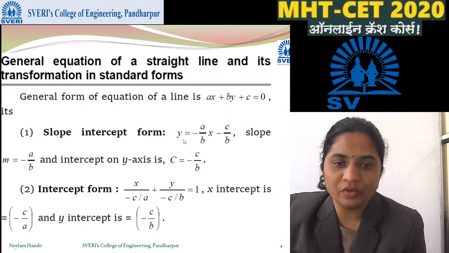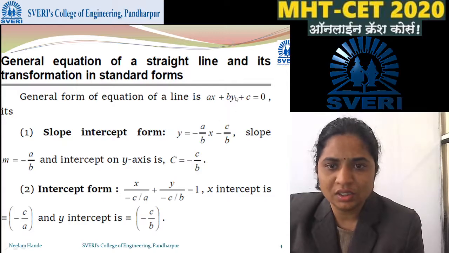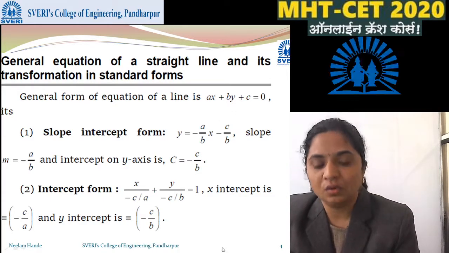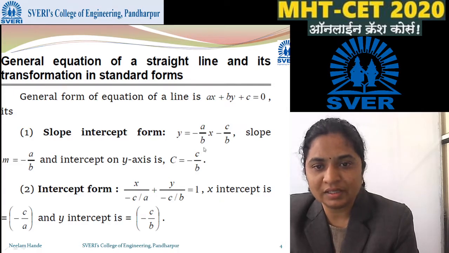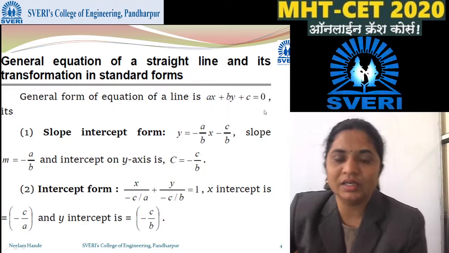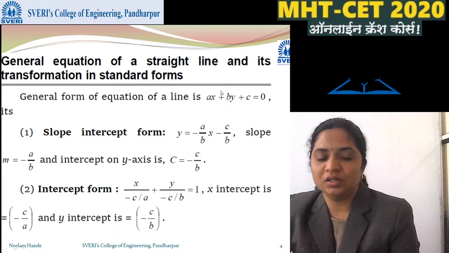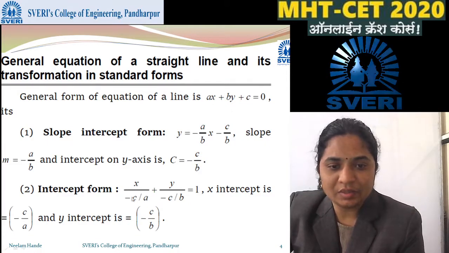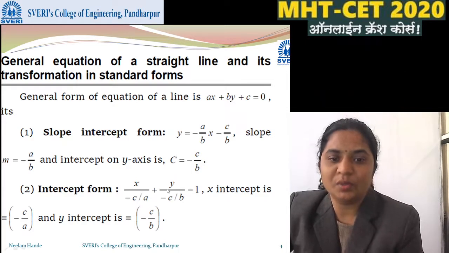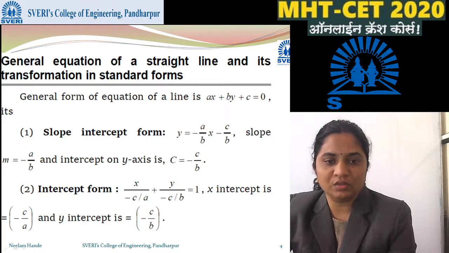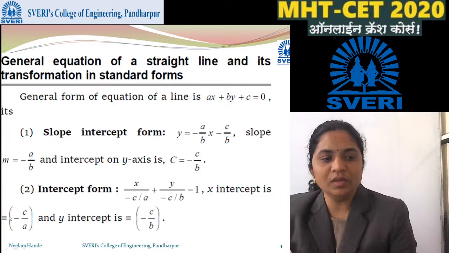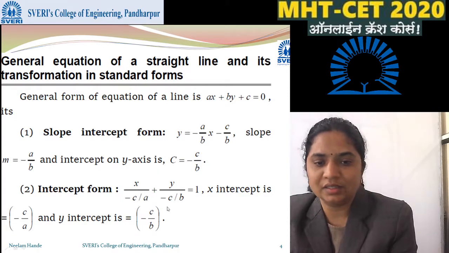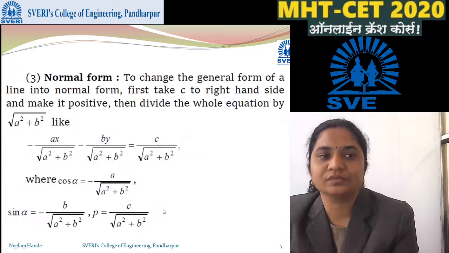Next, intercept form. We try to write this equation as x upon something plus y upon something equal to 1. So we divide by c, and we try to write the right side equal to 1, so the other terms go to the other side, so this is negative. So we write x upon (minus c by a) plus y upon (minus c by b) equal to 1. This form is called intercept form, and its x intercept is minus c by a and y intercept is minus c by b.